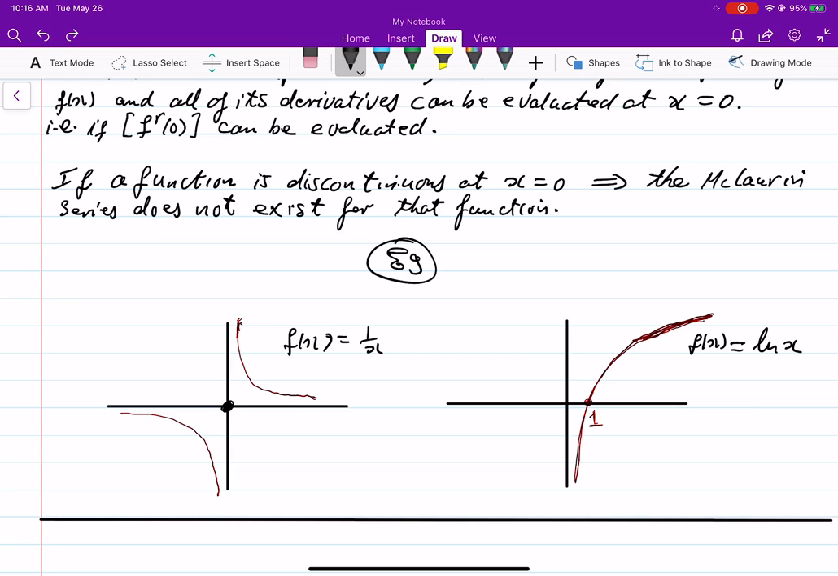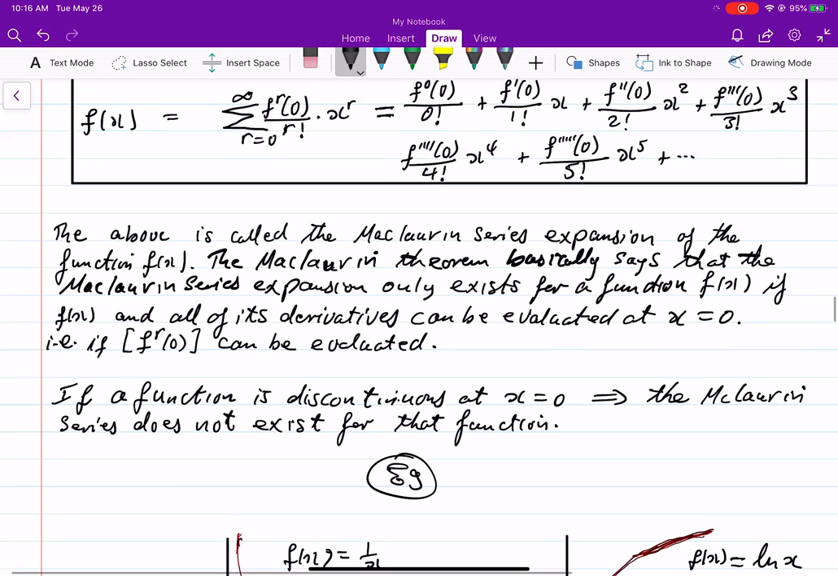Right there, when x is equal to 0, the function is undefined. Same thing for ln x. When x is equal to 0, the function is undefined. So neither 1 upon x nor ln x has a Maclaurin series expansion. Ln x, by the way, later on you'll see has a Taylor series expansion.